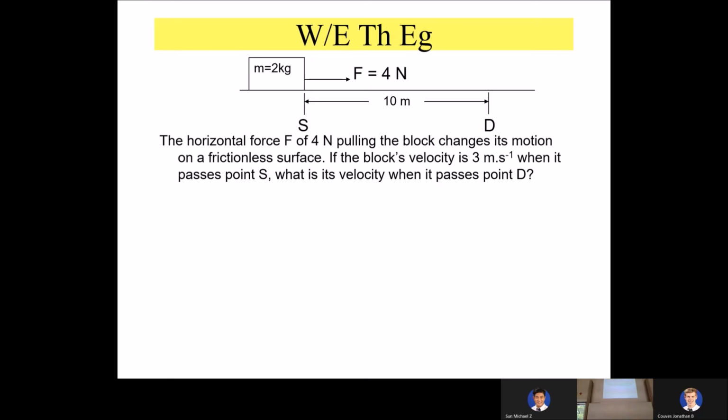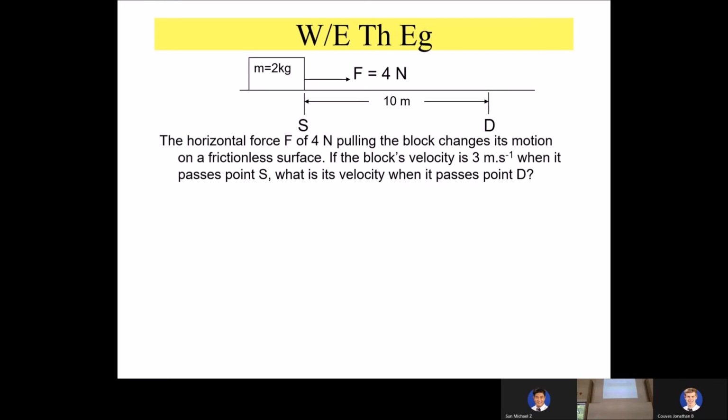So where do you start? So what's the force? The force is 4 newtons. 4 times, what's delta x? 10 meters. And what's cos theta? It's working in the same direction, so essentially it's 0. Cos of 0, which is 1. So now you've already calculated the work done by the force F. Don't just say W, it's W work done by F, WF.